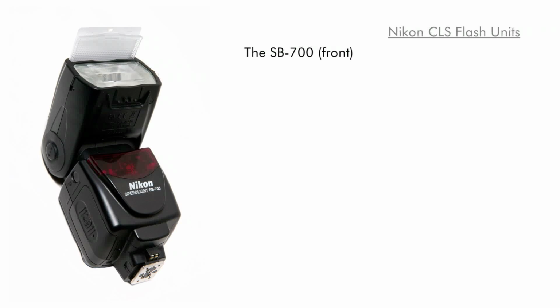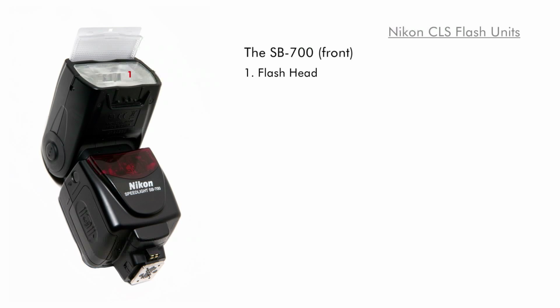The smaller and slightly less powerful SB700 has fewer features than the SB910 and SB900, but offers more intuitive and easy-to-use features and controls. The flash head contains the flash tube and reflectors and the zoom mechanism that shifts their position to change the angle of illumination. The SB700 automatically senses the focal length of a compatible lens on your camera and adjusts the zoom.